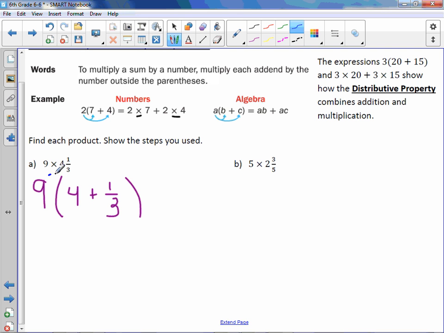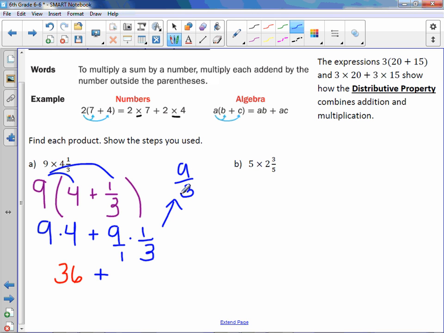So now we distribute the 9. 9 times 4 plus 9 times 1/3. Well, 9 times 4 is 36 plus 9 times 1/3. Put it over 1, and we get 9 over 3, which equals 3. So 36 plus 3 is 39.